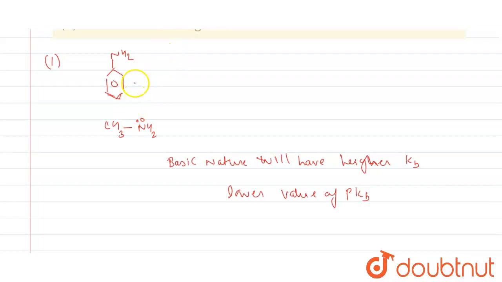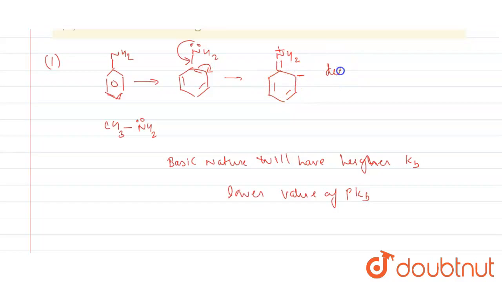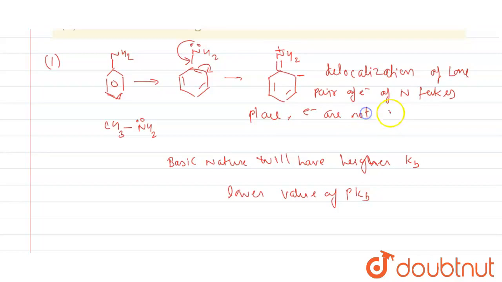In aniline, due to resonance, the lone pair goes into resonance with the benzene ring and delocalization of the lone pair takes place. Basically it forms NH2 positive charge, and this pi bond will shift here. In this manner the delocalization of the lone pair of electrons of nitrogen takes place. So due to the delocalization, the lone pair of electrons is not available to donate.